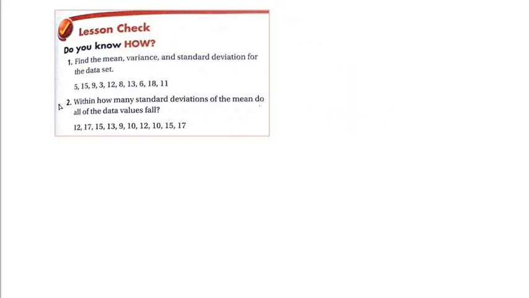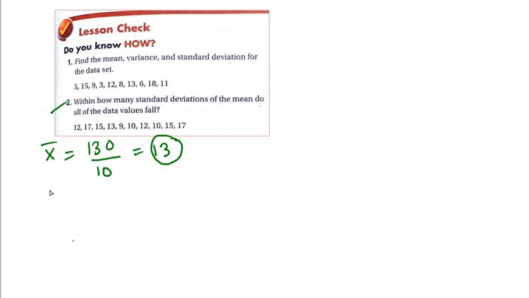Now this is a new idea. Within how many standard deviations of the mean do all of the data values fall? Of course, to start, we need to find the mean and the standard deviation to compare. Now, the mean is again the sum of all these numbers over 1, 2, 3, 4, 5, 6, 7, 8, 9, 10, over 10. This is equal to 130 over 10, and that's 13. This is the mean.